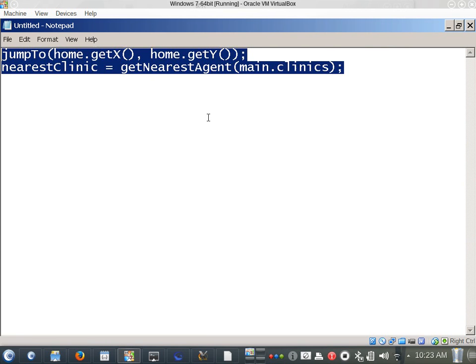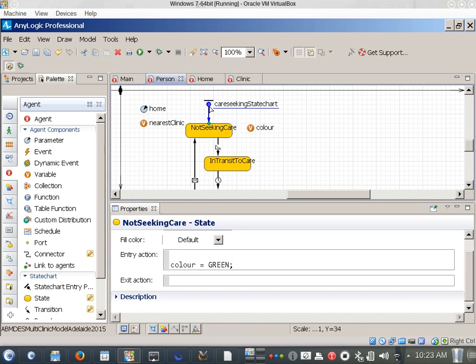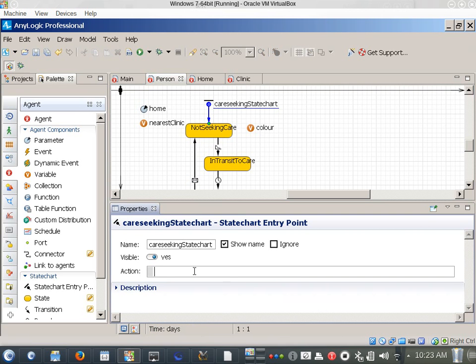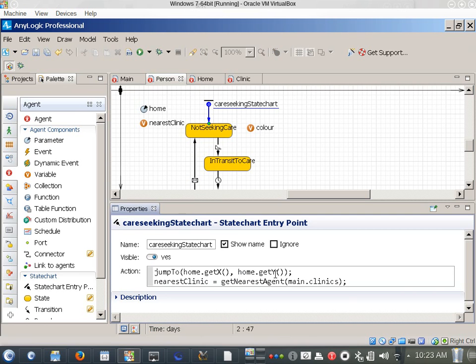Actually, I'm sorry, this should go into the entry point. It's actually not in this state. It's actually this entry point here. Sorry. Again, I should have been more careful. It's the entry point. So this is where this goes. Jump to the home, and then it says set the nearest clinic here.